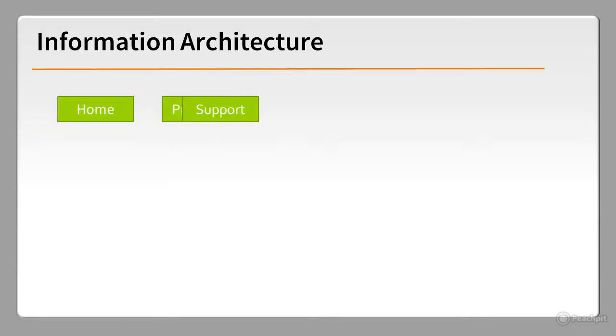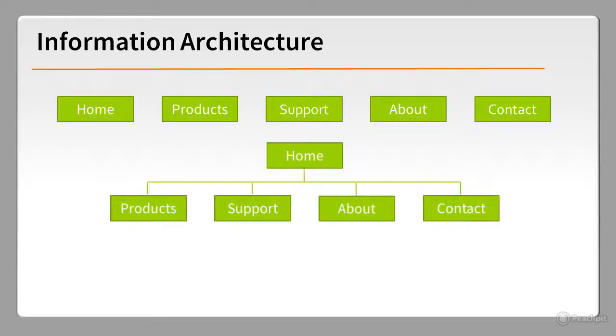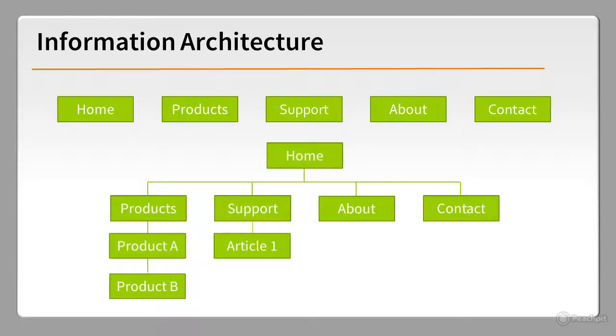For a very simple site, you might need only a handful of pages, one for each main topic, and they can all go at the top level of the site. For a more complex site, you need to create separate folders or directories for each topic. In this example, each product can have its own page, and the support section could have a series of articles. There's no single right answer. Each site needs to be assessed individually.